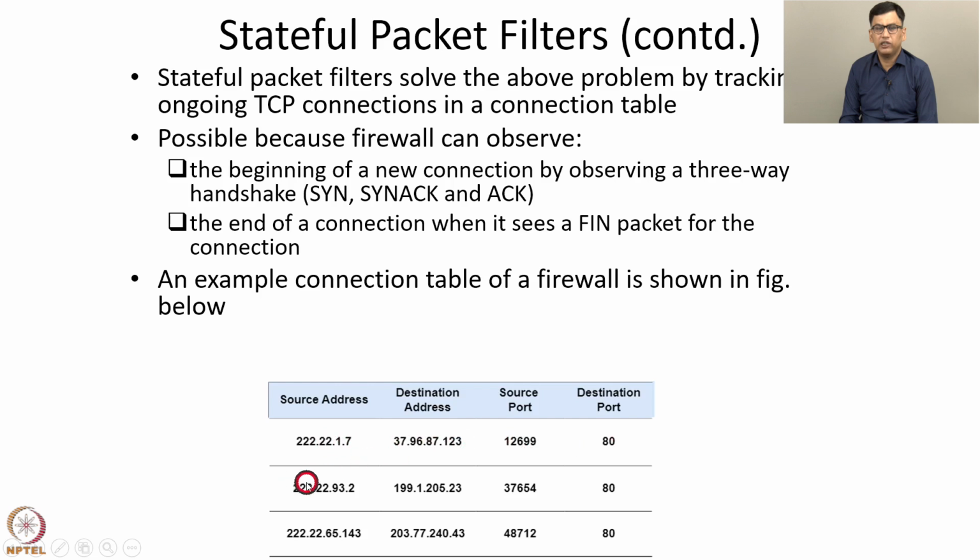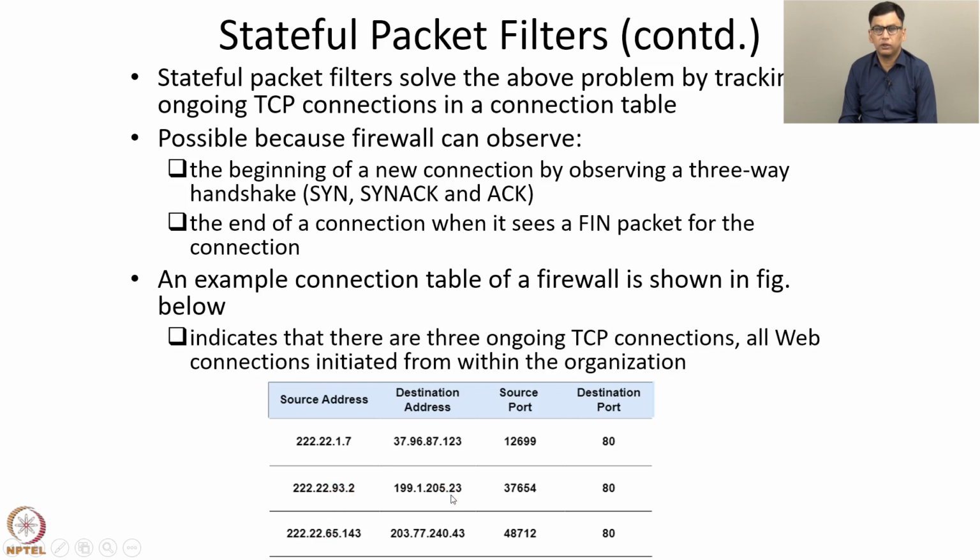Similarly, these other three rows correspond to TCP connections from hosts inside the organization's network to web servers outside the organization's network. So this connection table indicates that there are three ongoing TCP connections, which are all web connections initiated from within the organization.